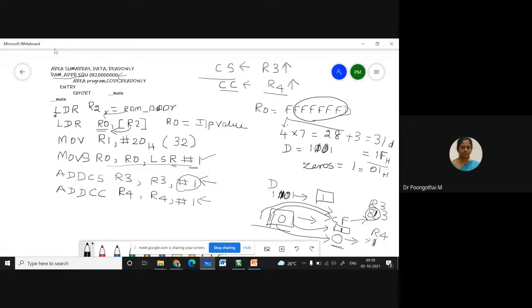So what is the next thing? One rotation, one shift operation, is carried out. So we have to decrement the count. Your count value is held by which register? R1. So one rotation has been completed. So SUB R1, comma R1, comma.